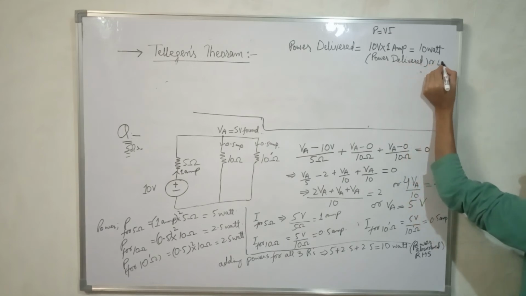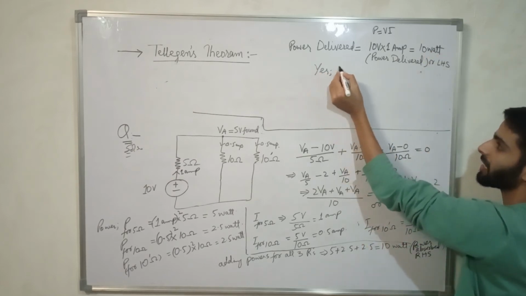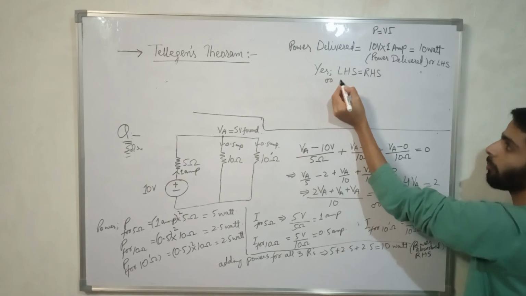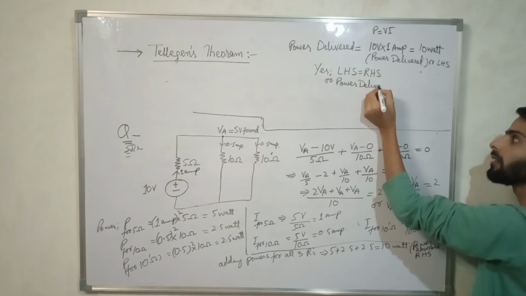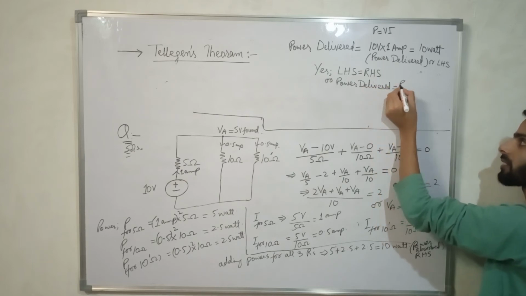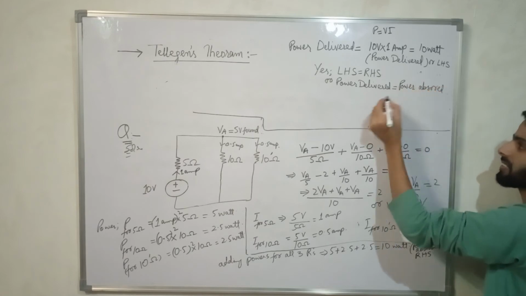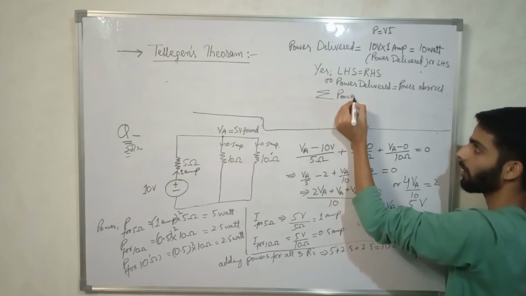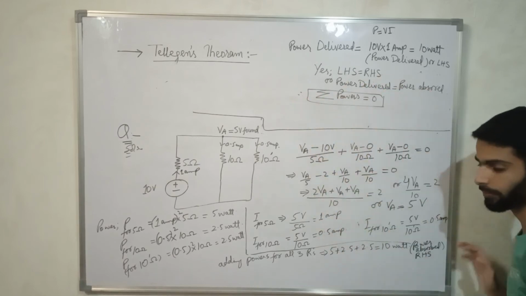Or LHS. So is RHS 10 watt and LHS 10 watt equal? Yes. LHS equal to RHS, or power delivered is equal to power absorbed, or we can say algebraic sum of powers equal to 0, which is the proof of Tellegen's theorem.